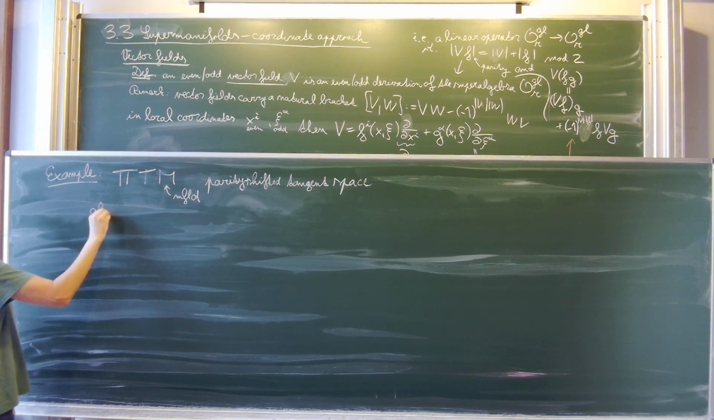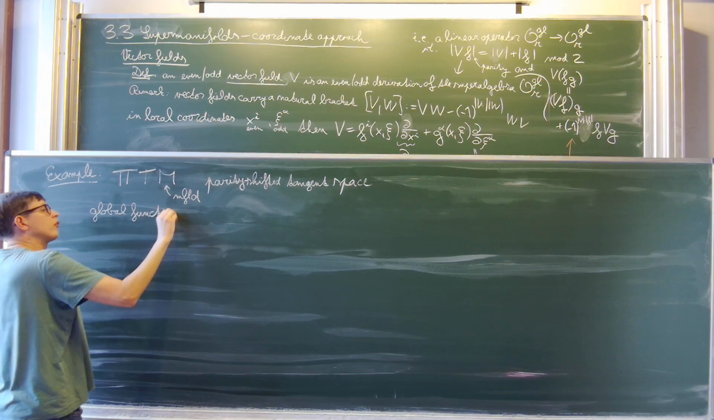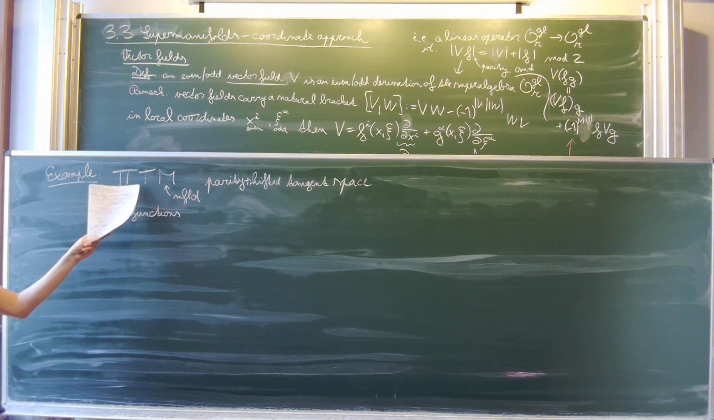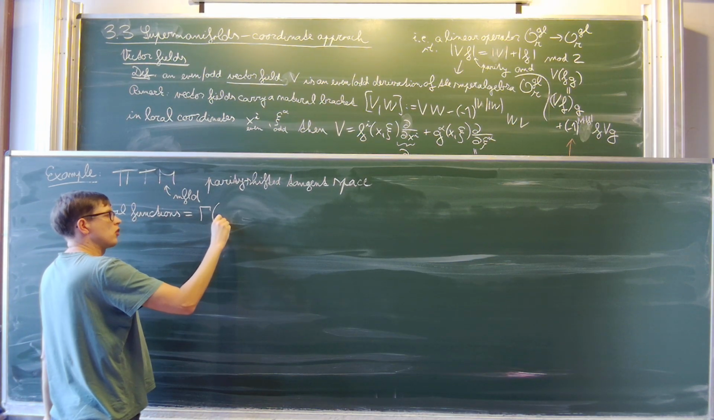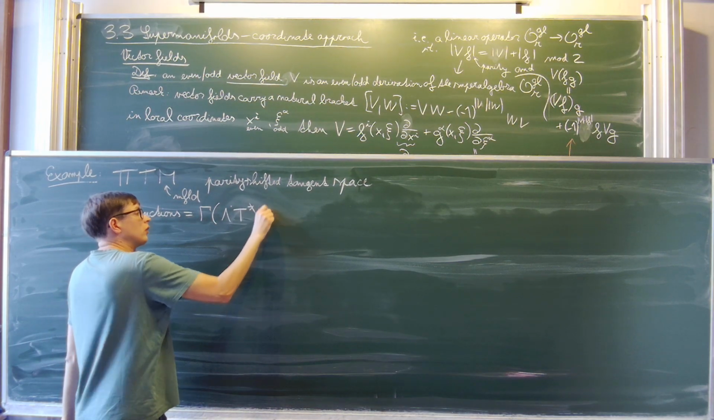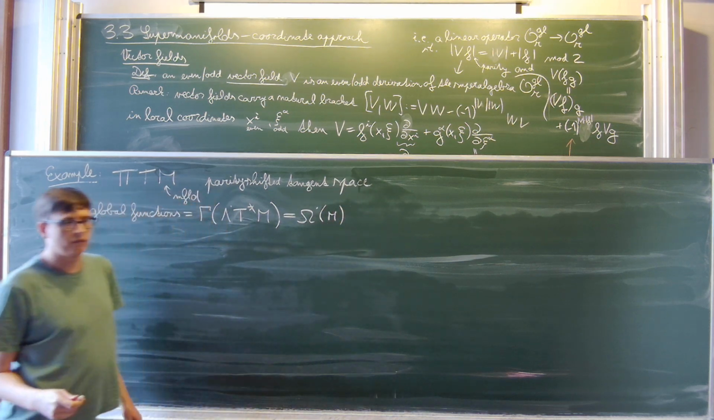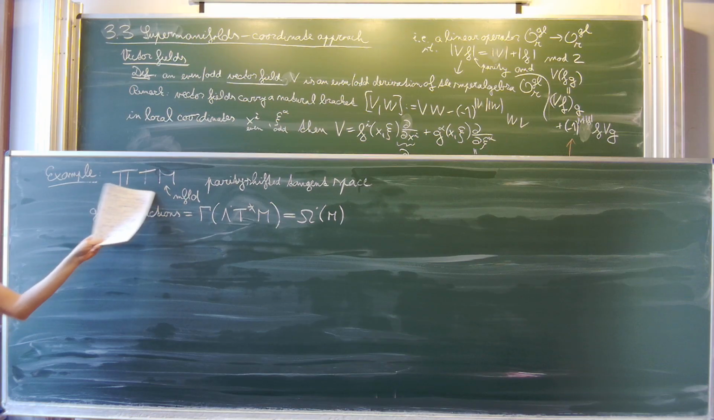And what are the global functions? Either you can figure it out in coordinates, or you can remember how we actually define these things: the functions were the sections of the exterior power of the dual. This is nothing else than differential forms on M. So first moral, the functions of this are differential forms on M.